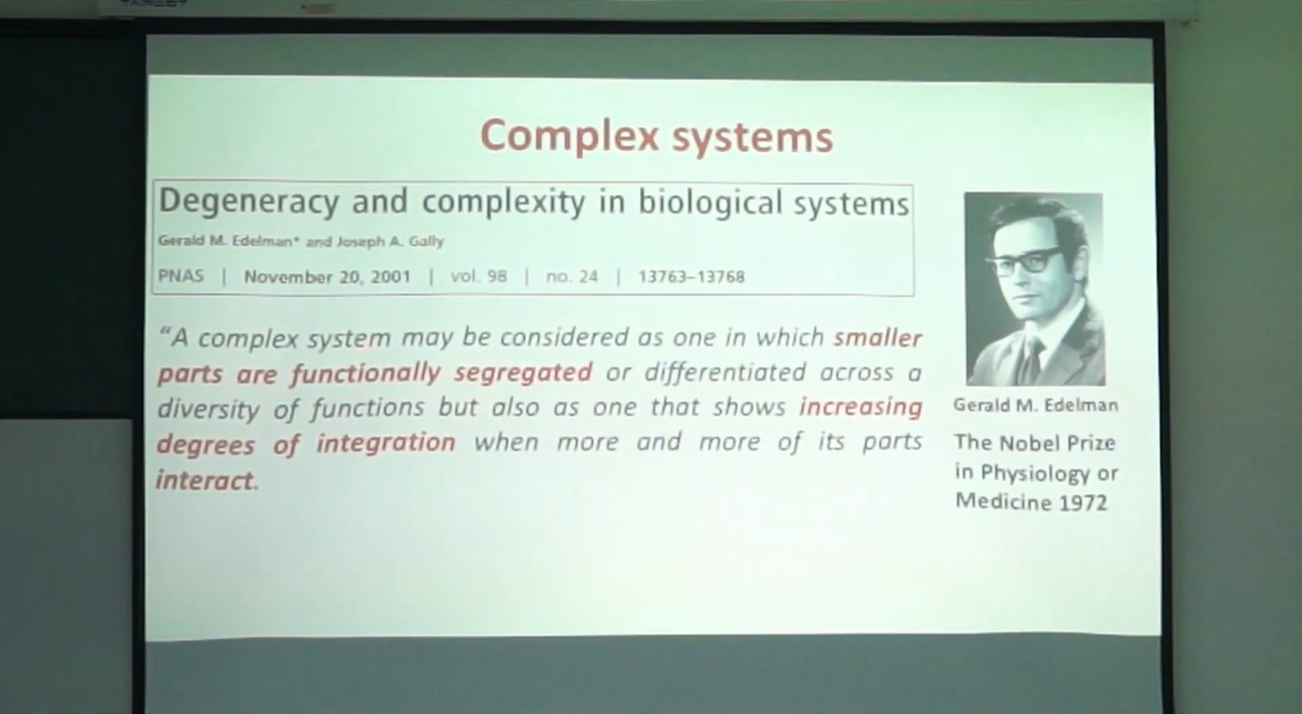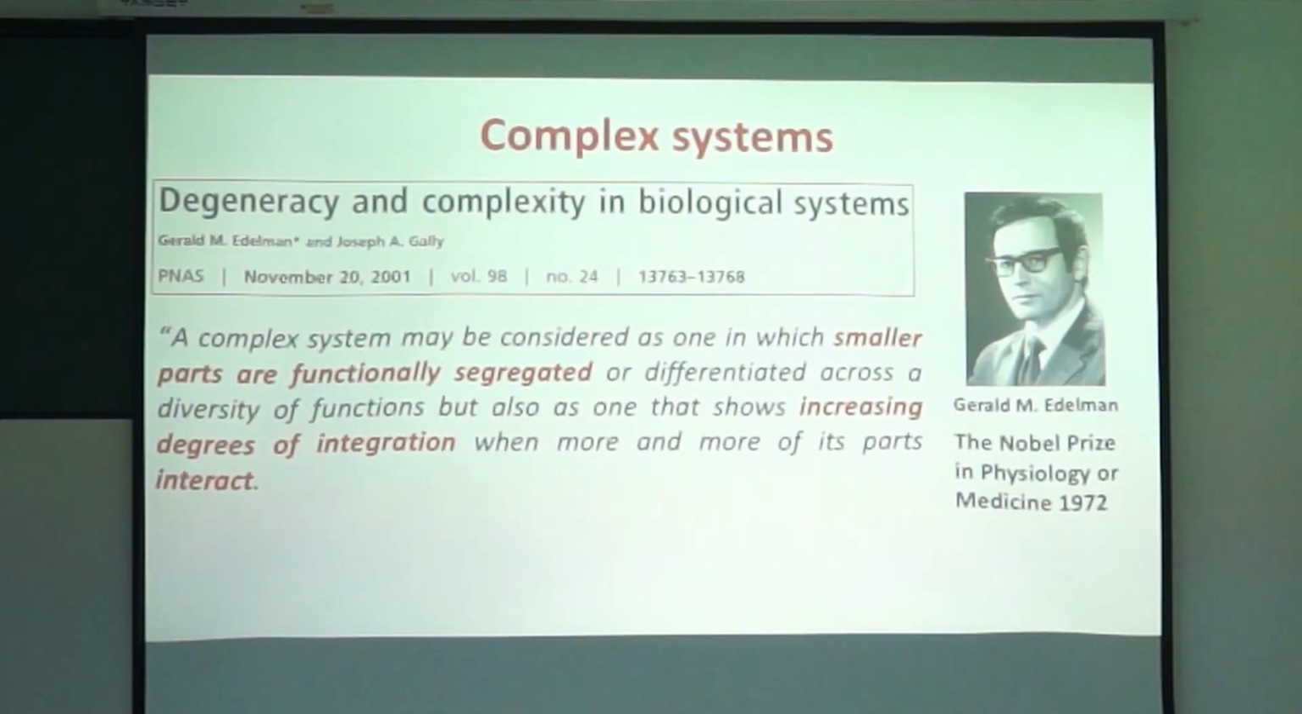In that paper, this is the definition of a complex system. It turns out the definition of a complex system is complex. So a complex system may be considered as one in which smaller parts are functionally segregated. I'll give you examples. Ion channels have specific functions. Sodium channels allow sodium to go through, potassium channels allow potassium to go through, and so on. The pump pumps a certain ion outside or inside. So there is a functionally specialized system across a diversity of functions: ion channels, pumps, and so on.